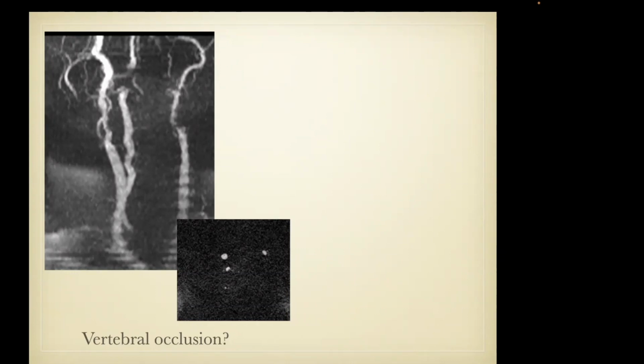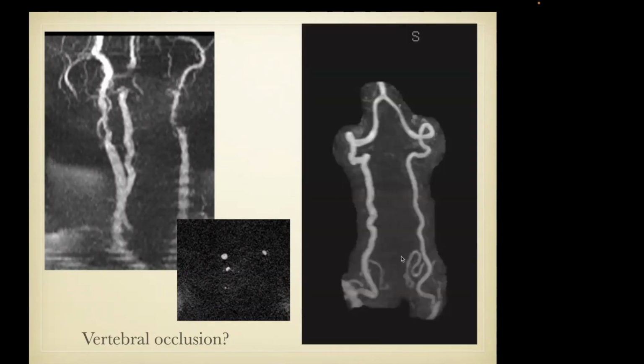This is the gadolinium image in that patient, and you can see both vertebrals are well seen here, right? So this is the right vertebral, the left vertebral is not visible, and it's not visible because this patient has subclavian steal. There's a subclavian stenosis on the left side. The flow to the arm is actually coming from reversed flow in the vertebral artery.